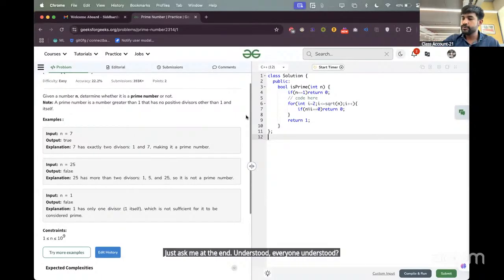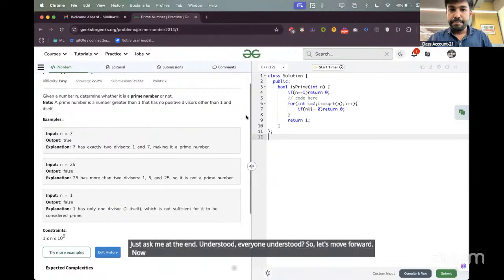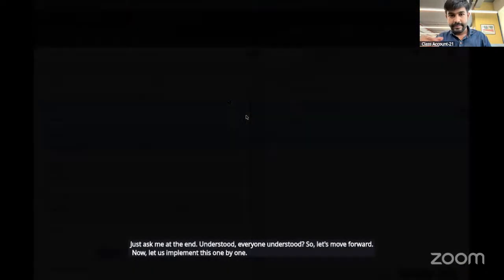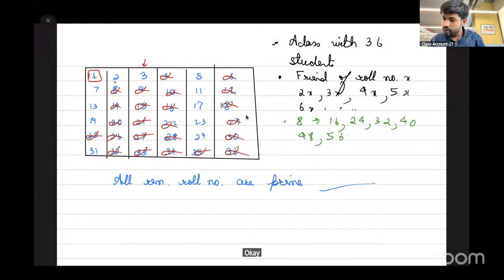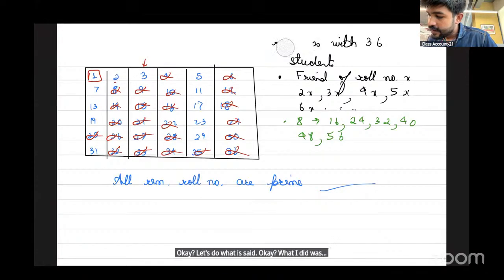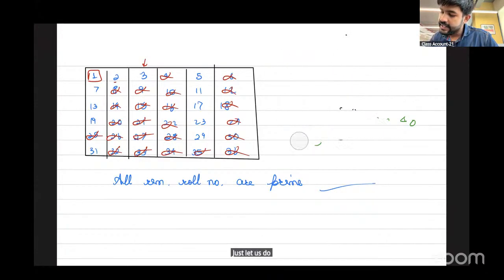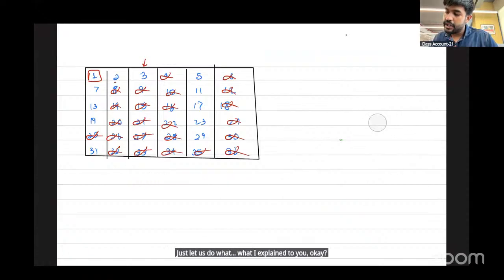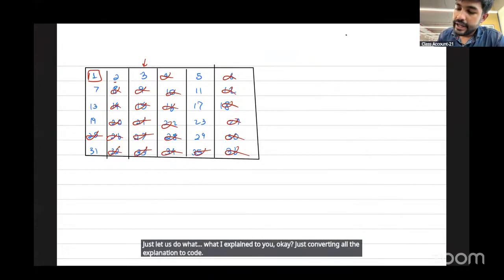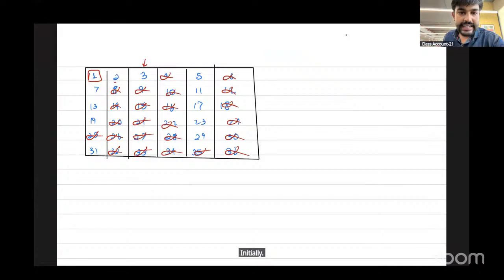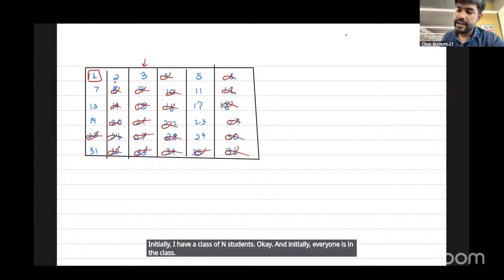Chalo, let's move forward. Now, let us implement this one by one. Let's do what is said. Just converting all the explanation to code. Initially, I have a class of n students, and initially everyone is in the class, and we are marking something.